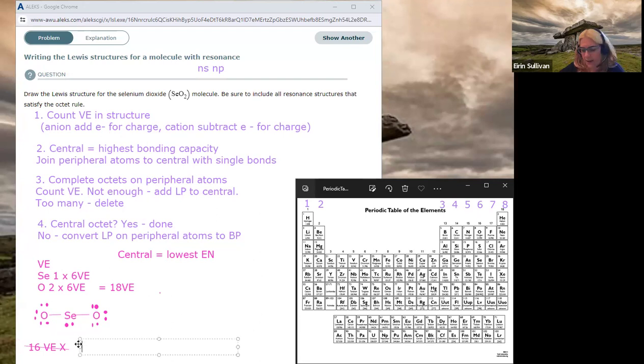Okay, is selenium happy? Does it have an octet? No, it's got 2, 4, 6 electrons, so sad selenium. There is a way that we can fix that, which is by taking a lone pair and turning it into a bonding pair, creating a double bond. But as you can see, we could pick either oxygen to do that. They would be equivalent in terms of the formal charges. We'd still have one oxygen with the same formal charges and one with the same formal charges, based on the number of lone pairs versus bonding pairs.